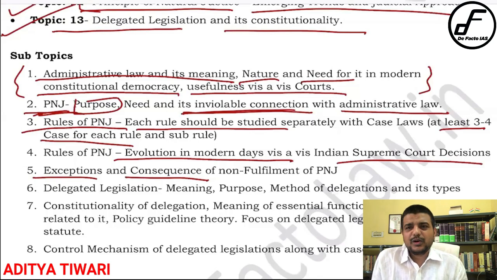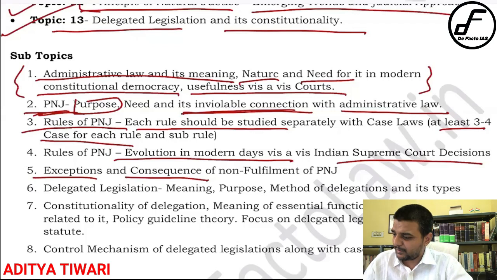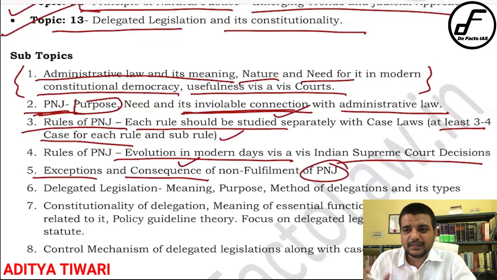See, the whole concept of PNJ is to give justice. That is very understandable, a very simple thing. Now what are the things connected with the PNJ? Meaning, scope, case laws, fulfillment, exceptions. So these are the 5 things that you have to study about PNJ, which I have already mentioned. These are the 5 things you have to study about PNJ, nothing else.